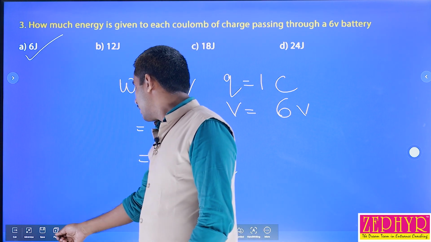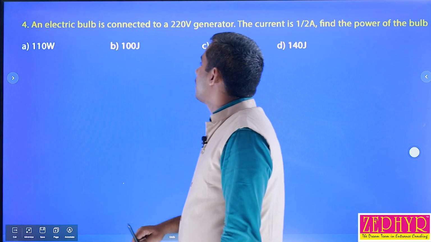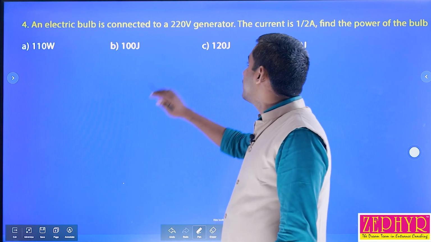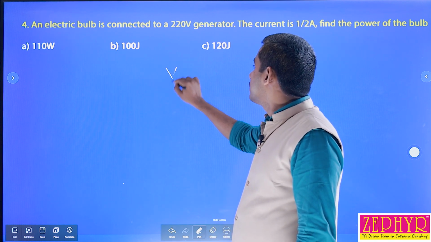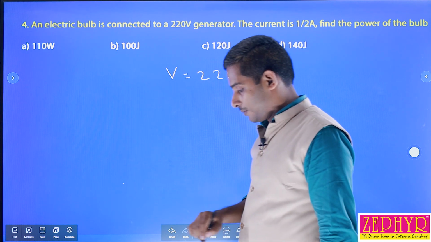Okay. The fourth question. An electric bulb is connected to a 220 volt generator. So V equal to 220 volt.